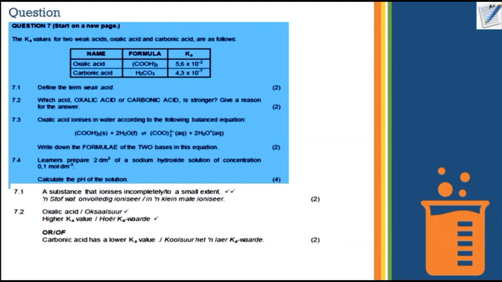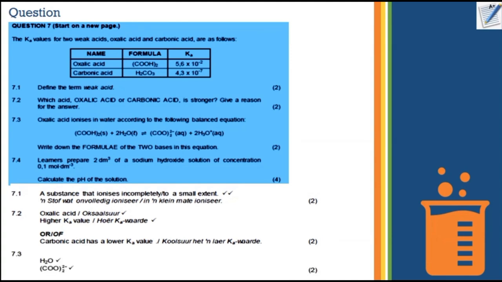All right. Now, let's go to 7.3. Oxalic acid ionizes in water according to the following balanced equation. There we have (COOH)2, that's a solid, plus 2 moles of water, that's a liquid, and that goes to (COO)2 2 minus, aqueous, plus 2 moles of H3O plus, aqueous. Write down the formulae of the two bases in this equation. Do you notice the first one that's given? Water is a base.